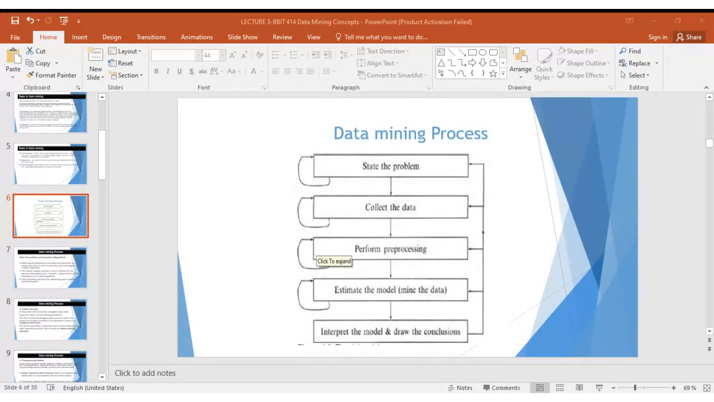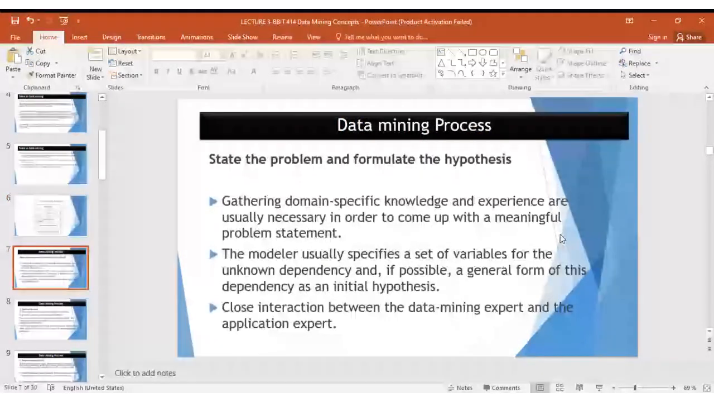And how would that process look like? So stating the problem, getting to know what exactly is the problem, and we'll go each of these step by step, collecting the data, okay? Performing some pre-processing. We'll talk about pre-processing as we continue, but also estimating the model, and interpreting the model, but also drawing the conclusion. So let me just go through this very fast, and we'll see how to end this.